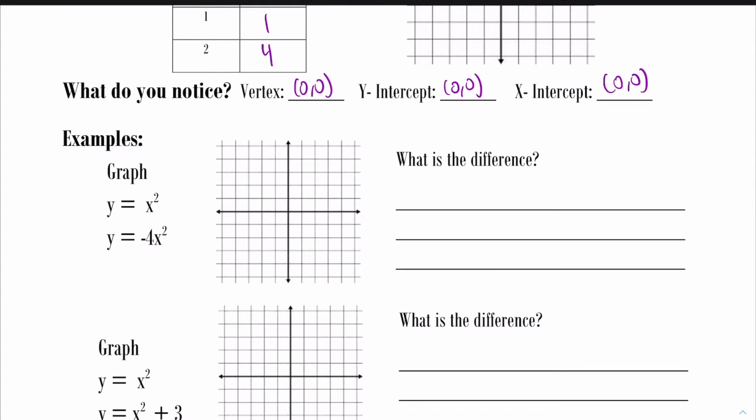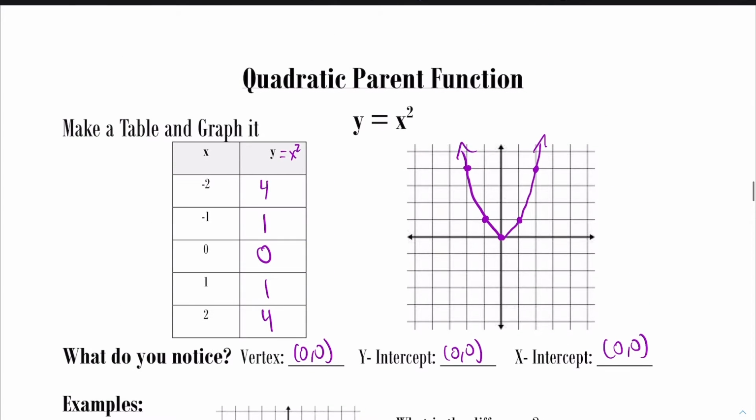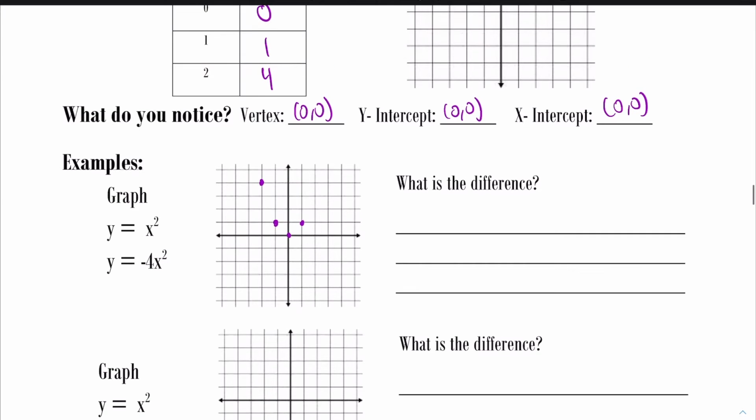And here's where we're going to do some transformations. A transformation just means a change. So we're going to change the parent graph. So just go ahead and copy it over again. You should have memorized the points by now. -2, 4. If you didn't memorize them, just look back up here and graph them down here. Okay, so that's the parent.